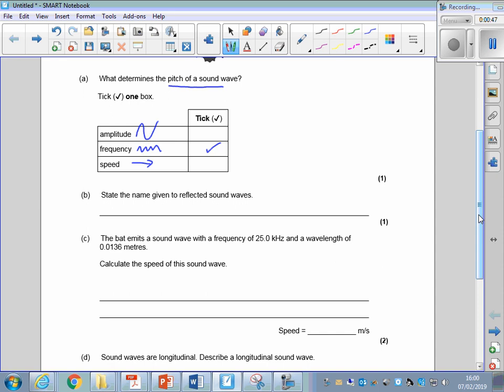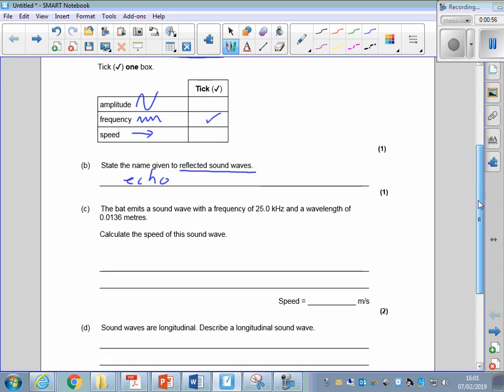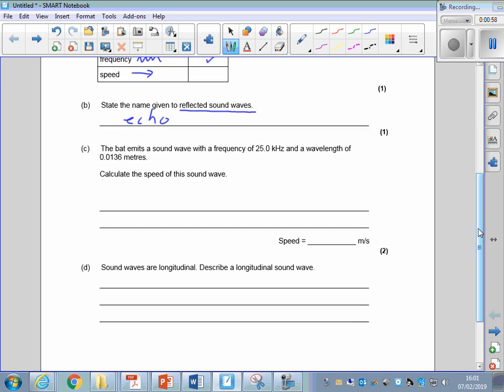State the name given to reflected sound waves. So we're looking at echoes for that. So far, both questions are relatively simple. This is where it gets a little bit trickier.